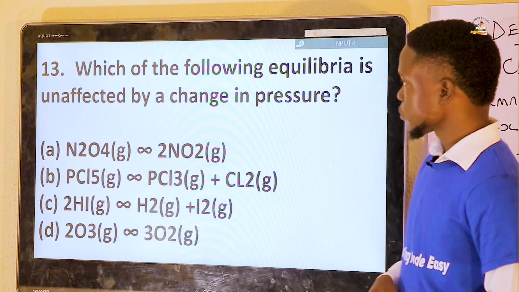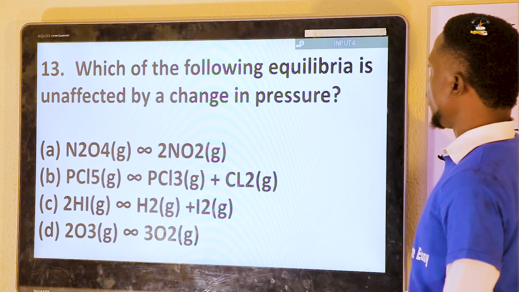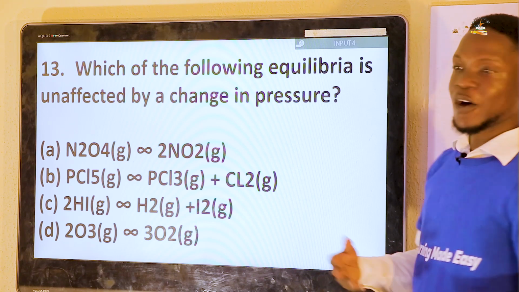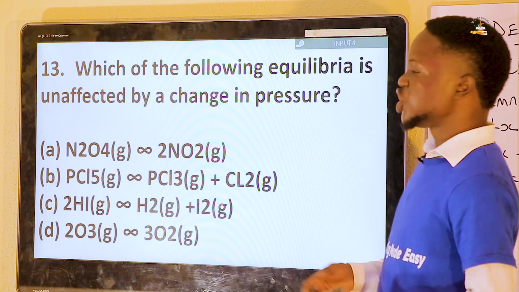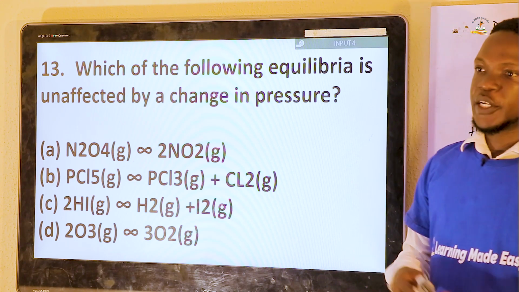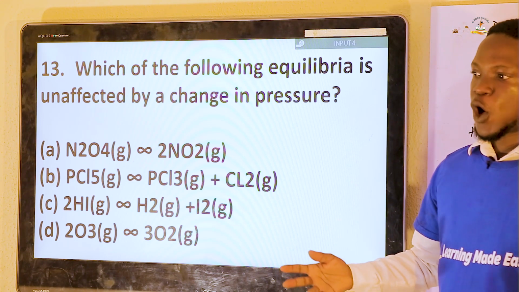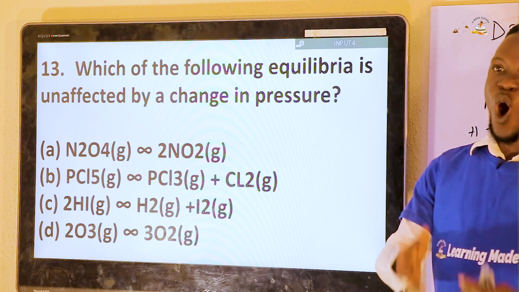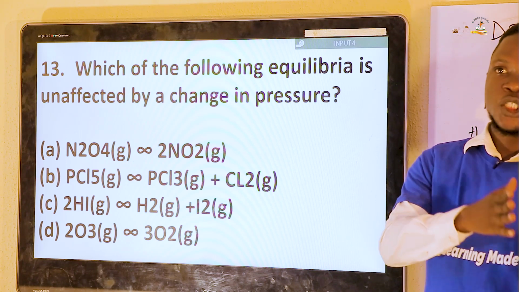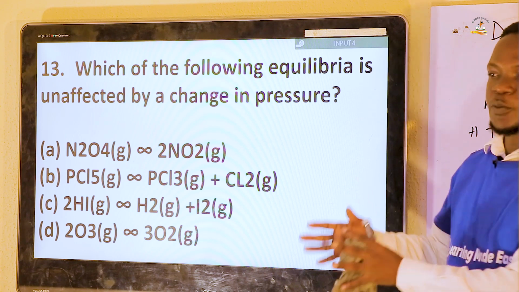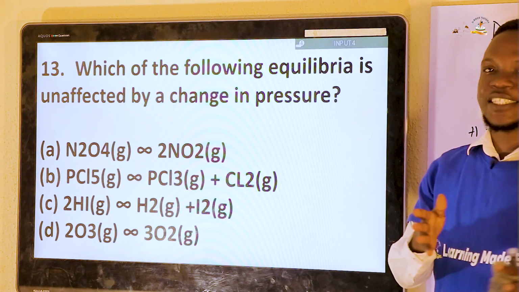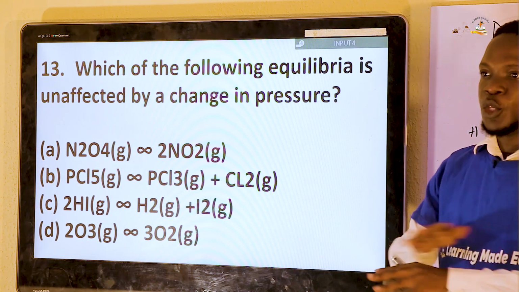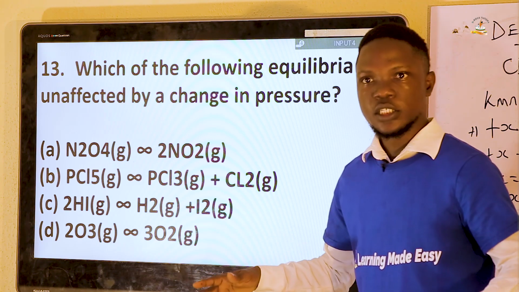Number 13. Which of the following equilibria is unaffected by a change in pressure? Now this kind of question is very easy to solve. All you just have to do is compare the number of molecules on the reactant side to the number of molecules on the product side. And anyone that is equal, there will be no change in the equilibrium.